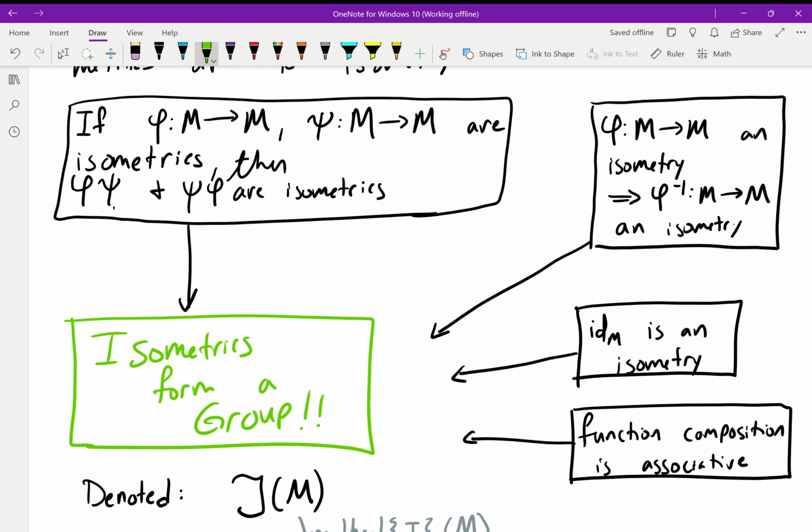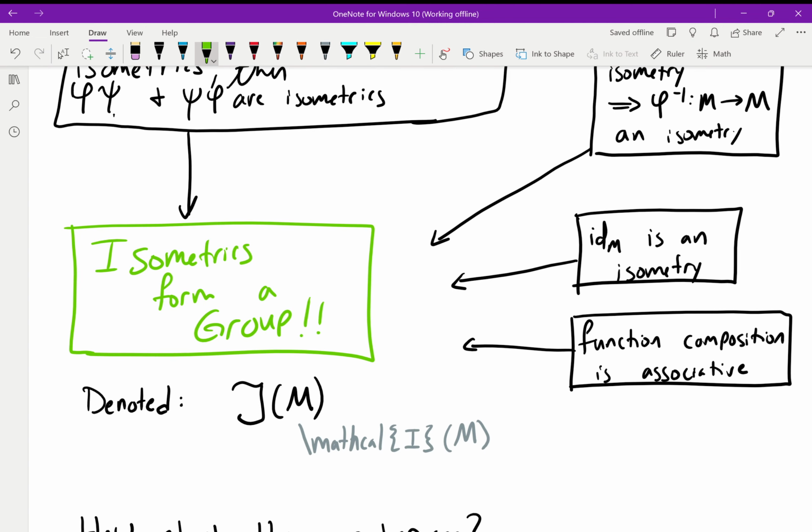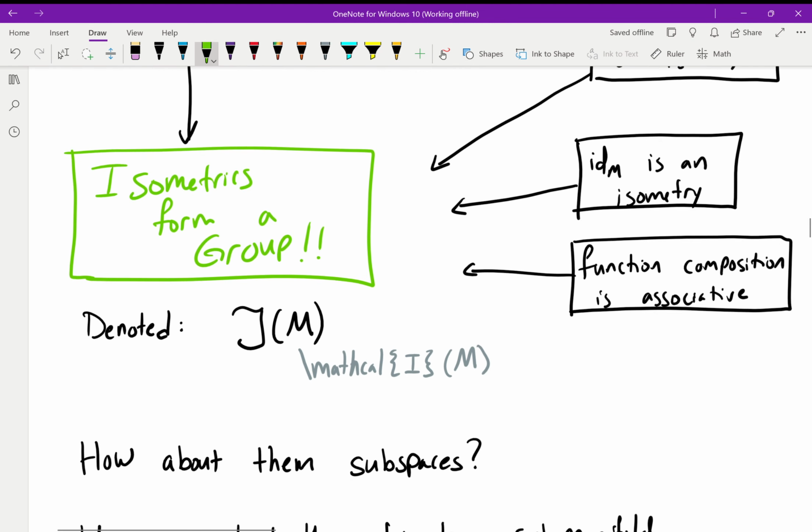Which is awesome. Usually this is denoted script I with an M next to it. This is just the group of isometries on M. Yeah, that's what I said.